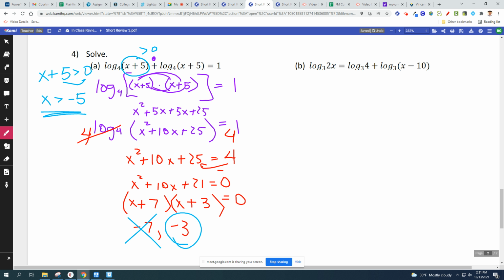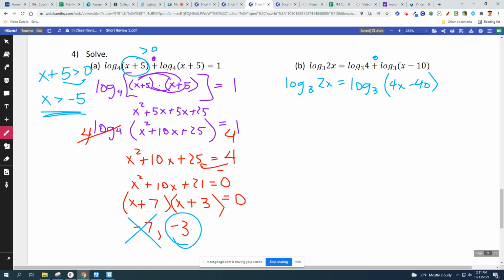So then on the next one, I would do the same thing. Start off by combining your logs. Log base 3 of 2x equals log base 3 of, go ahead and multiply, 4x minus 40.